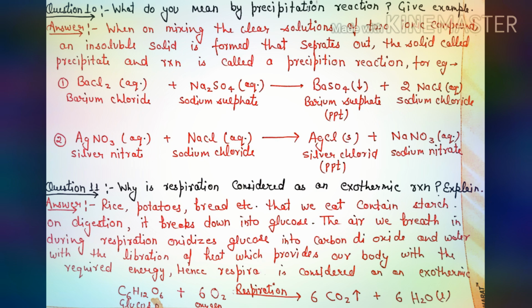Question 11: why is respiration considered as an exothermic reaction? Explain. So students, rice, potatoes, bread, etc. that we eat contain starch. On digestion, it breaks down into glucose. The air we breathe during respiration oxidizes glucose into carbon dioxide and water with the liberation of heat, which provides our body with the required energy. Hence, respiration is considered as an exothermic reaction. Reaction is given.